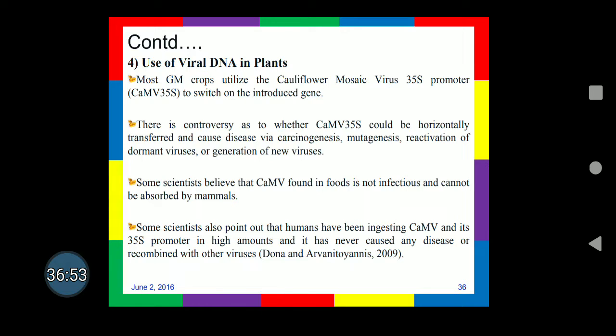in the system. Some scientists believe that the cauliflower mosaic virus found in foods is not infectious and cannot be absorbed by mammals. Some scientists also point out that humans have been ingesting cauliflower mosaic virus and its 35S promoter in higher amounts, and it has never caused any disease or recombined with other viruses.